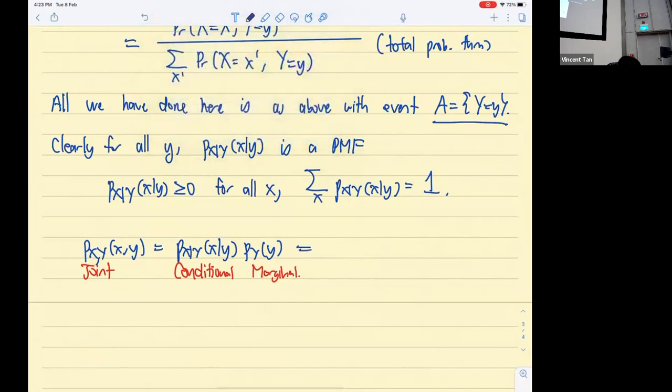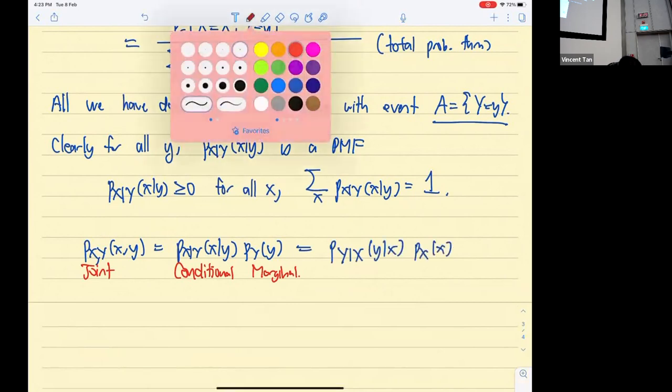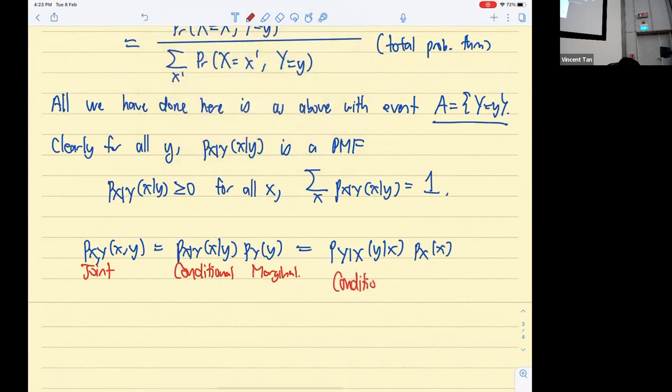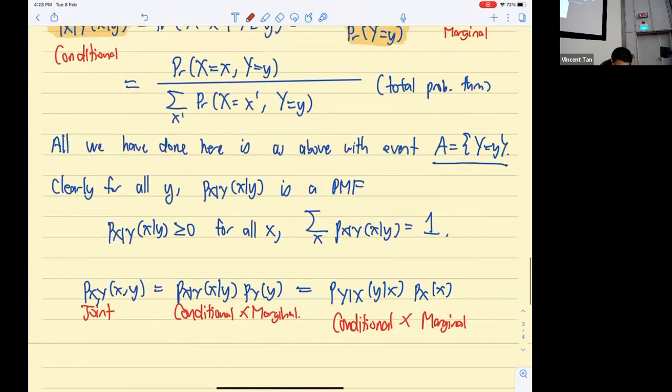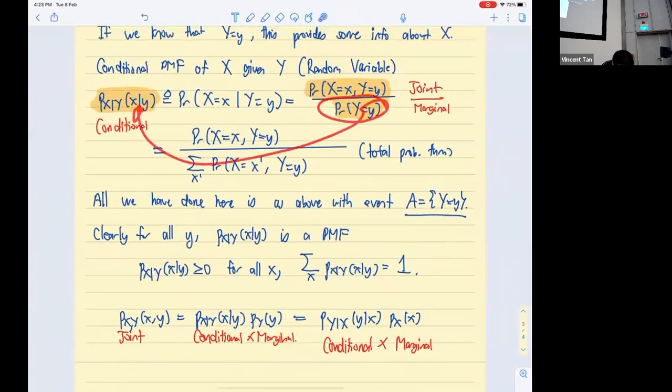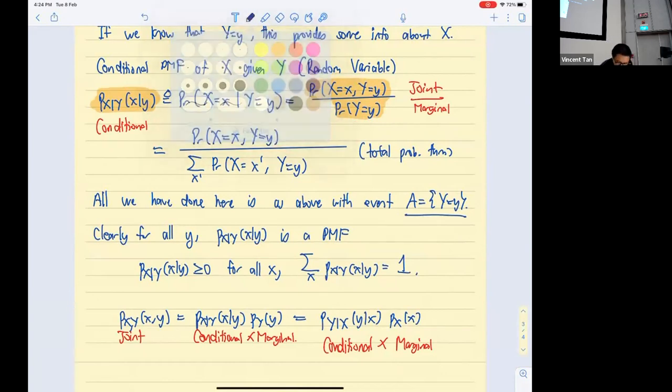You can rewrite this in yet another way. You can flip it around. You can have P of y given x, P of x. Again, the same interpretation holds: this is the conditional and you have the marginal. But these are two different marginals. One is the x marginal and one is the y marginal. This equality comes about because we are multiplying this to the side. So this is the notion of conditional PMF of one random variable given another random variable. It is very useful.